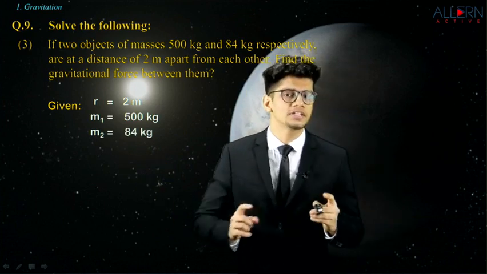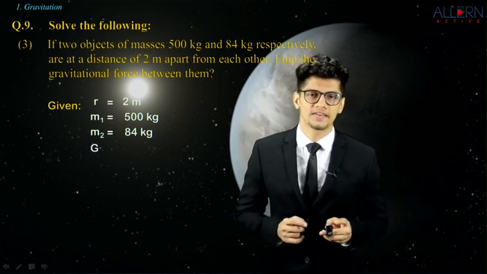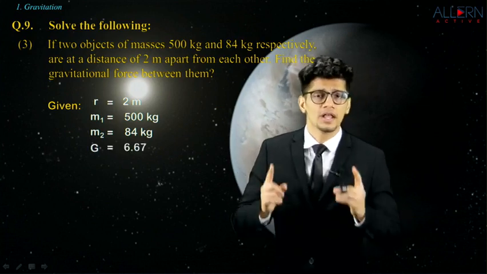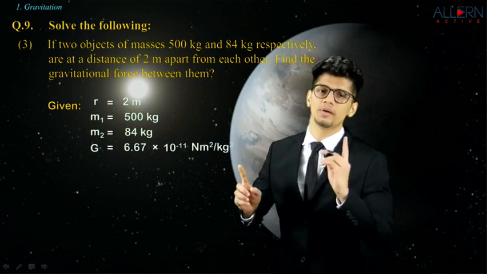The value of capital G is not given in the question, but we have to learn this value by heart, that is 6.67 into 10 raised to minus 11 Newton meter square per kg square. So this is the value that we have to memorize.